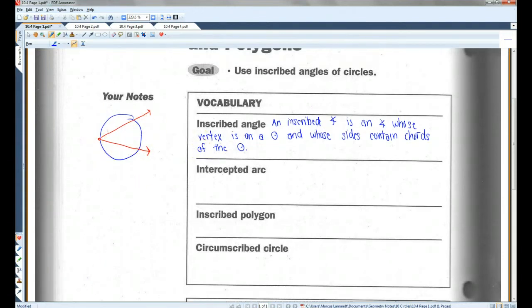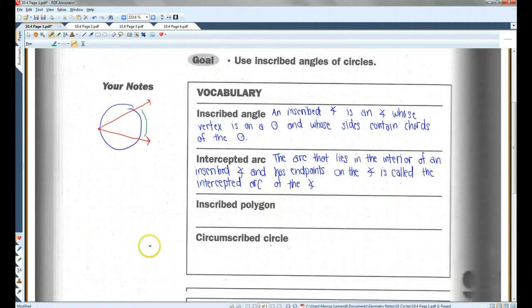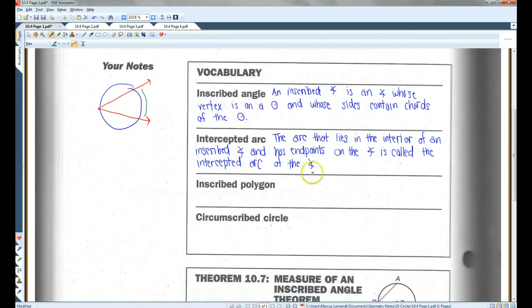Now I'll write that out. The arc that lies in the interior of an inscribed angle and has endpoints on the circle is called the intercepted arc of the angle. So this, let me use a different color, this would be the intercepted arc because it's intercepted by the angle. Okay? Alright.